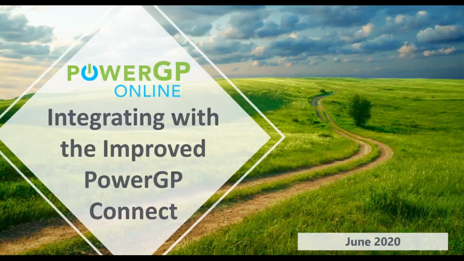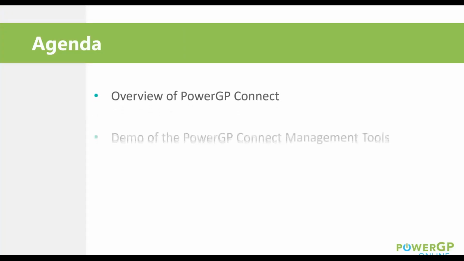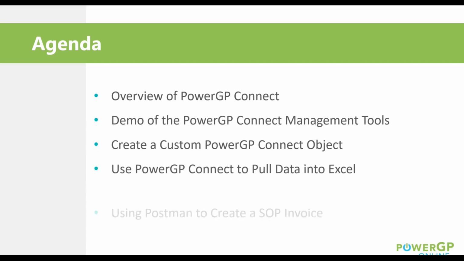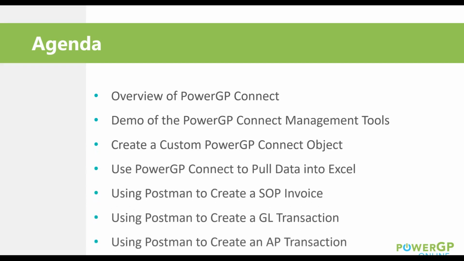We've got a full session today. We're going to be starting out with an overview of PowerGP Connect, and then I'm going to give you a demo of the PowerGP Connect management systems. From there, we are going to create a custom PowerGP Connect object. We're going to pull data into Excel using PowerGP Connect, and then I'm going to take you through a couple of Postman demos. The first one, I'm going to show you how to create a SOP invoice using Postman and the out-of-the-box eConnect objects for creating SOP invoices.